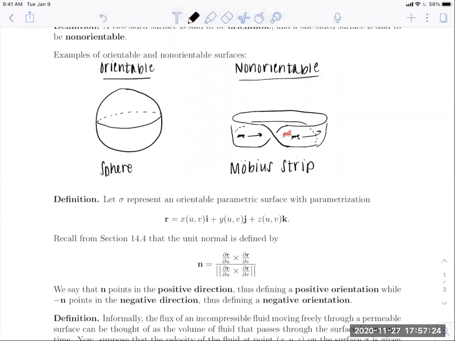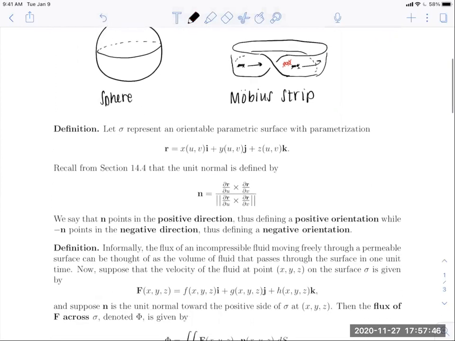For this section, we are only going to concern ourselves with orientable surfaces. So surfaces like the Mobius strip are out the window. And by the way, if you wanted to learn a little bit more about non-orientable surfaces, you need only Google them. Mobius strip or Klein bottle are both very classic examples of non-orientable surfaces.